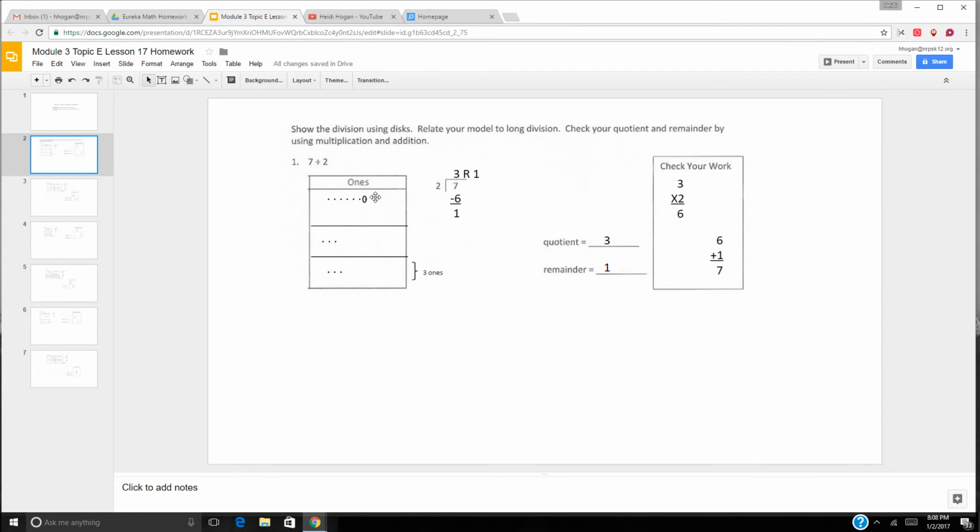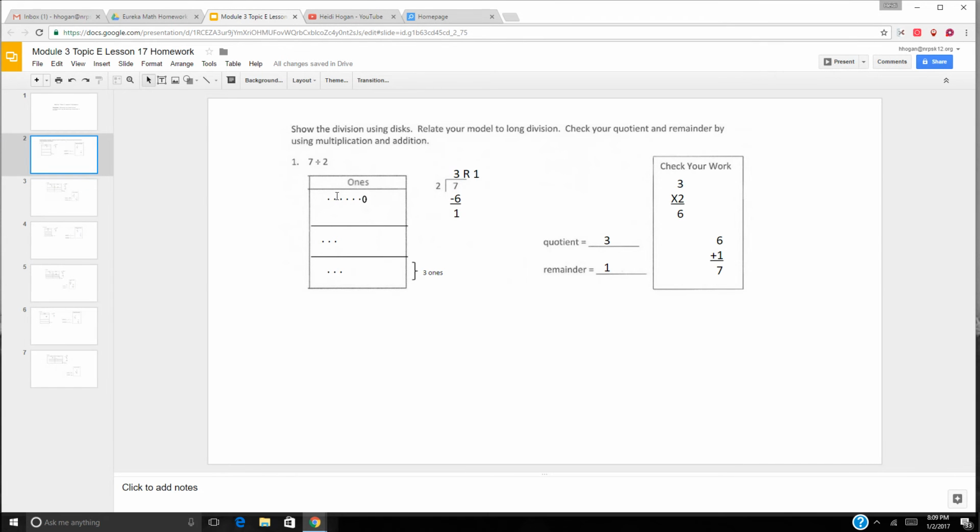So 7 divided by 2. We have 7 place value discs, and we divide them into 2 groups. 1, 2, 3, 4, 5, 6, and we have 1 left over. So in each of the sections, we have 3 ones. So we know that the quotient is 3, and there's a remainder of 1. Now, if we do that with long division, if we have 7, how many groups of 2 can we have? Or how many can we have in a group of 2? So 3, because 3 times 2 is 6.